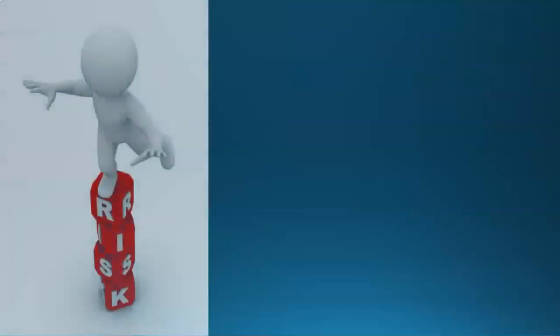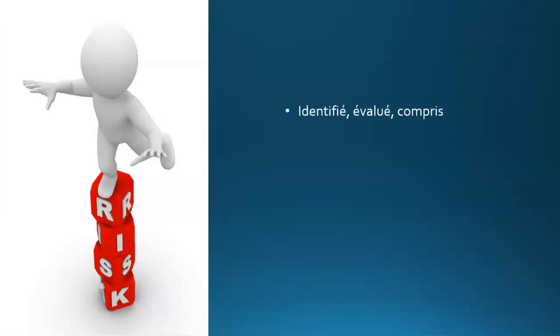Then I will tell you about the risks. In Scrum, we want to make sure that risks are identified, assessed, and understood. We have to assess the probability of it happening. If it did happen, what would happen? What could happen to us? What would we do? All of this is noted in a file that we call the risk file.